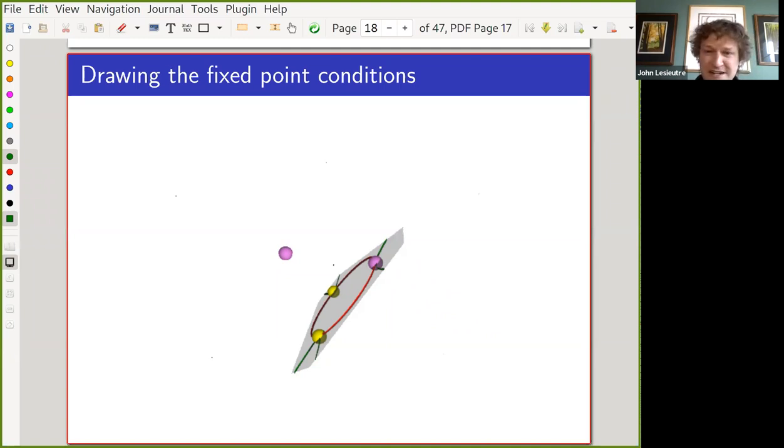So what do the other fixed point conditions look like? Well, it's every possible choice of 3 points. You need that in the plane through those 3 points, there's a conic that's tangent to the cubic surface at all 3. Right? Each of the 4 faces of the tetrahedron contains 2 points of one color and 1 point of the other color. So each of the 4 faces of the tetrahedron is encoding one of our fixed point conditions.